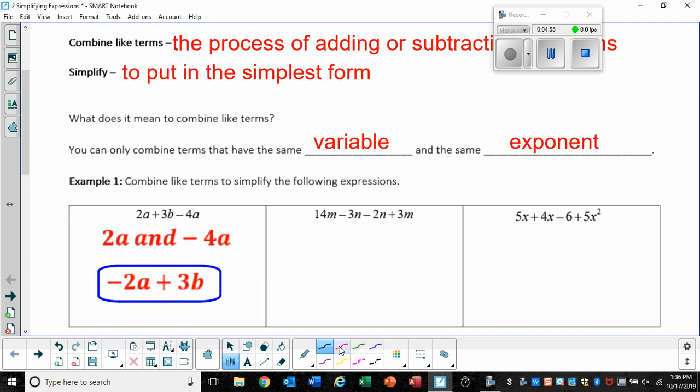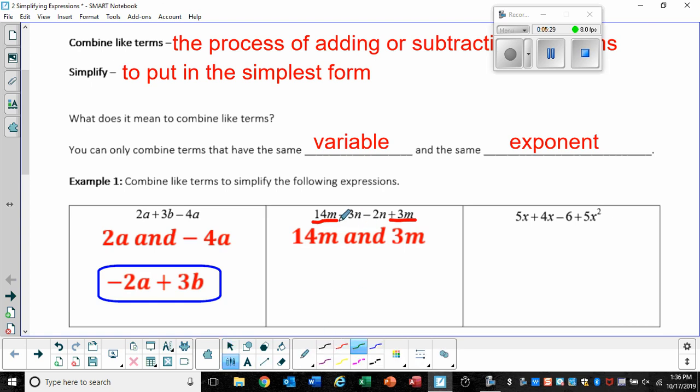actually use different colors or different lines to help me. So I've got 14m minus 3n minus 2n plus 3m. So I go through and I find my like terms. So 14m and positive 3m are like terms. So I can combine those. Okay, so I just do 14 plus 3 and write an m after it to get my combined version.